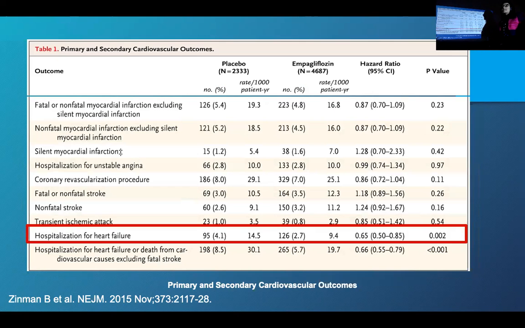So this table shows the percentage of patients hospitalized for heart failure in the placebo group and the empagliflozin group. 4.1% were hospitalized in the placebo group for heart failure compared to 2.7%. This was statistically significant with a p-value of less than 0.002.